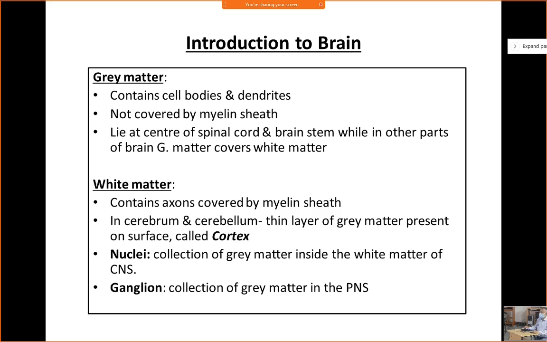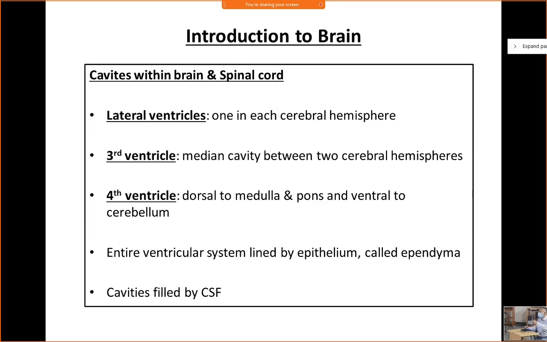So nuclei are the collections of gray matter inside the white matter of the CNS, the central nervous system. While a collection of gray matter in the peripheral nervous system we call a ganglion. That is your sympathetic ganglion, parasympathetic ganglion, ciliary ganglion. So there are so many ganglia in the PNS. If it is a collection of gray matter in the CNS, we call it nuclei, or nucleus in the singular.